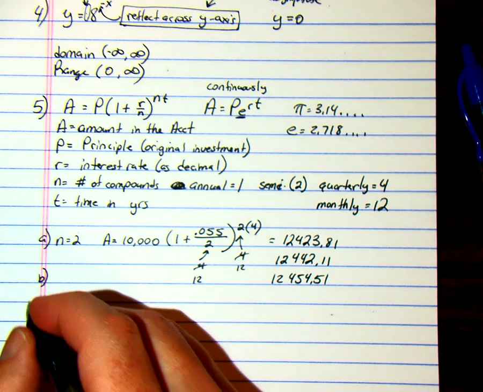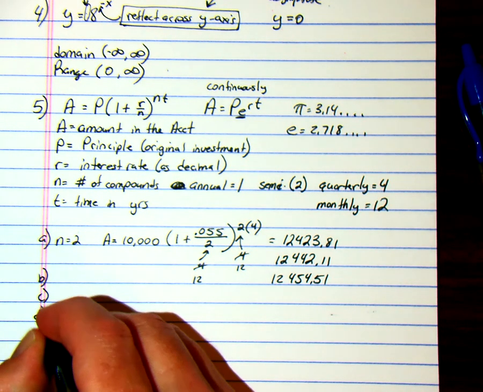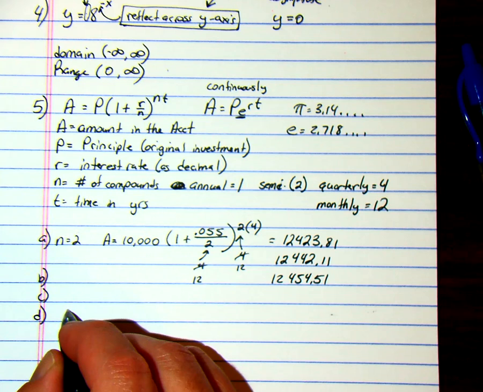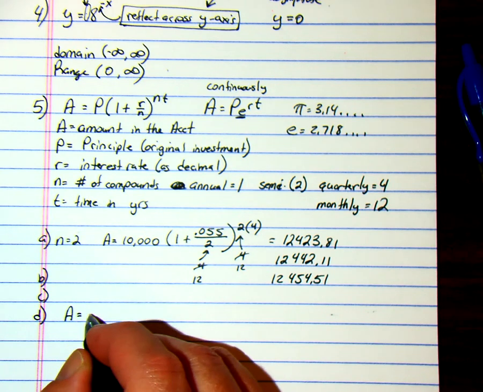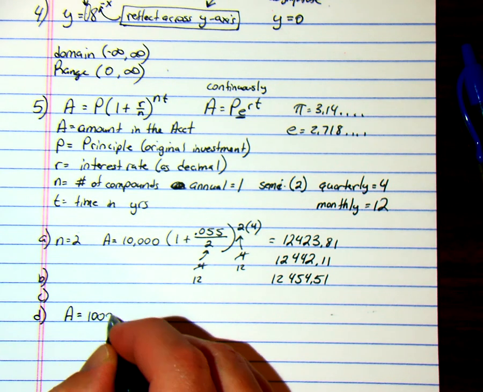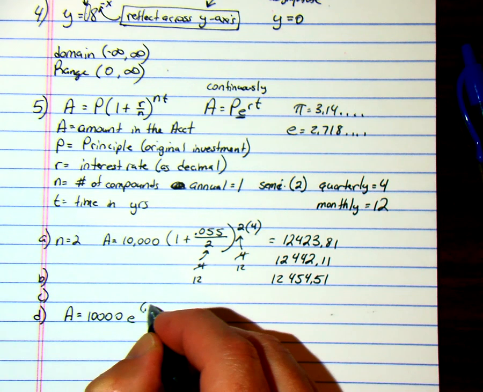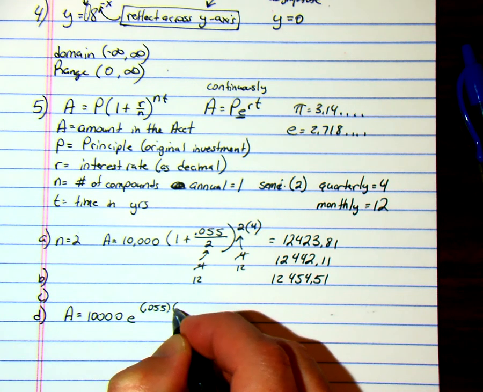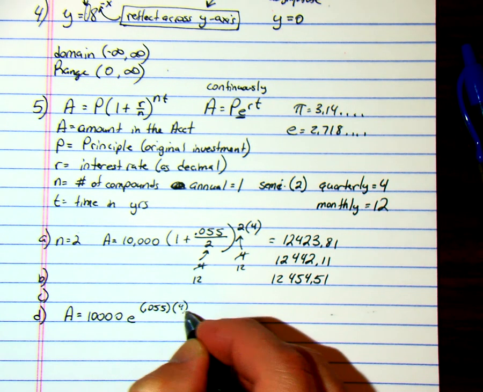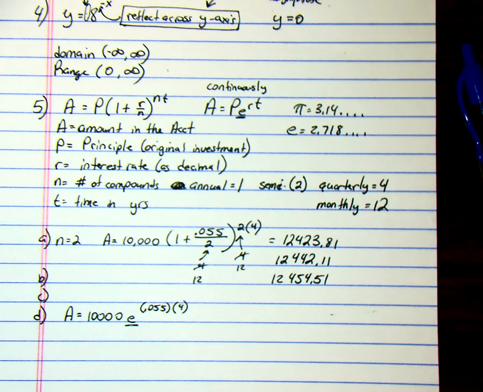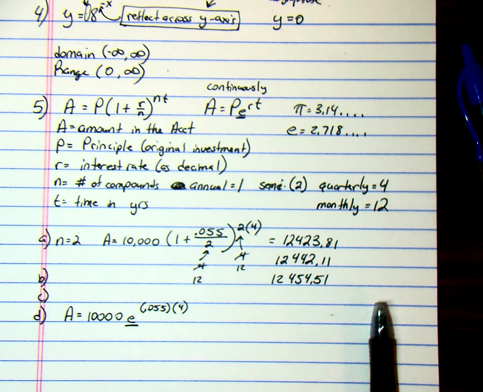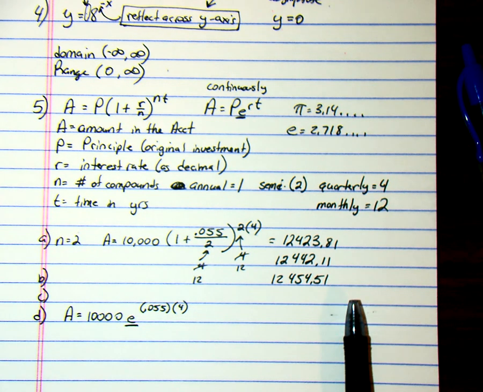And then lastly, that was part C. We've got to do part D, which is the continuous part. So now we need to jump into a different equation. We're going to do 10,000 e to the 0.055 times t, which is 4 years. This is all based on a base of e, and we'll get into that later as far as its base of a logarithm and some fun stuff like that. But e is what we use a lot in banking for exponential functions.